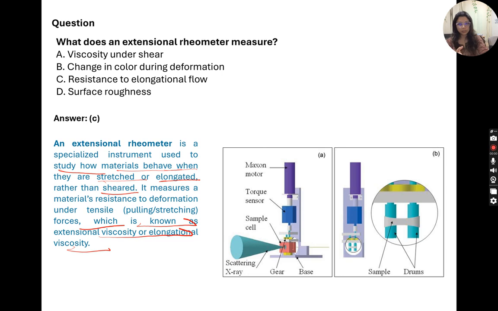This is a specialized instrument like this. If you can see, it has two special drums, and the sample is held like this, and it can stretch the samples, and that's how it can measure the elongation rather than shear. It is used to measure the material's resistance to deformation under tensile force, which is known as extensional viscosity or elongational viscosity. So it actually measures the resistance to elongational flow. There are different types of rheometers. So this is how the extensional rheometer works.